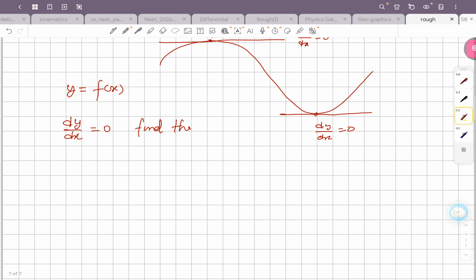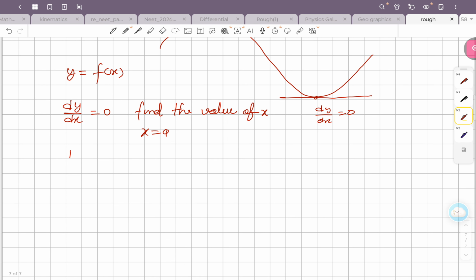Find the value of x. If you find the value of x equal to a something, suppose that, again find the second differentiation of this function. Suppose that you are finding something and f dash x.